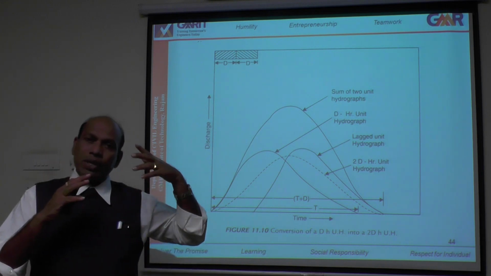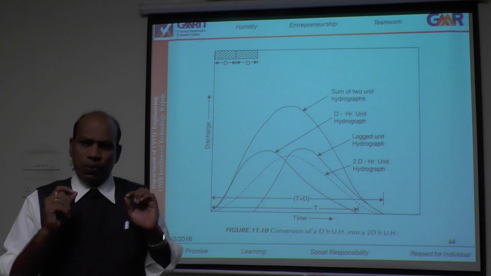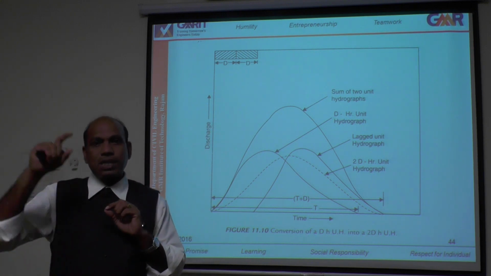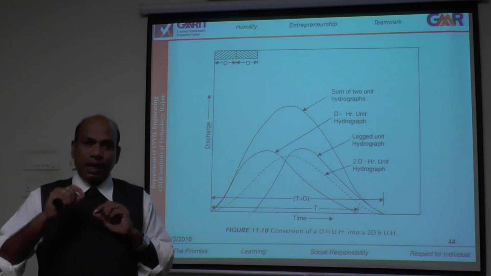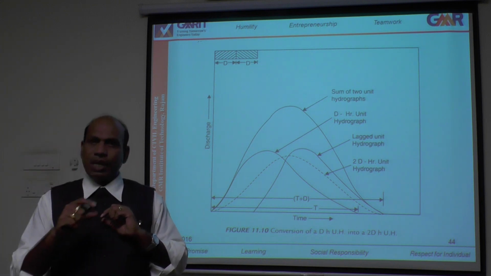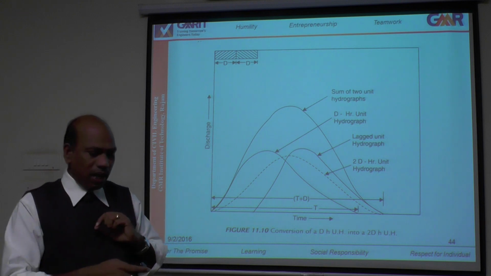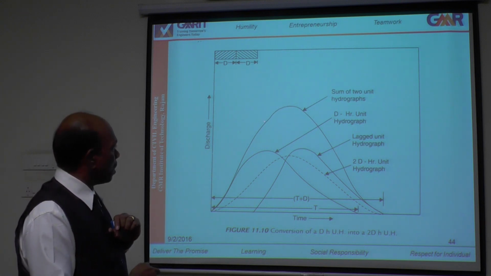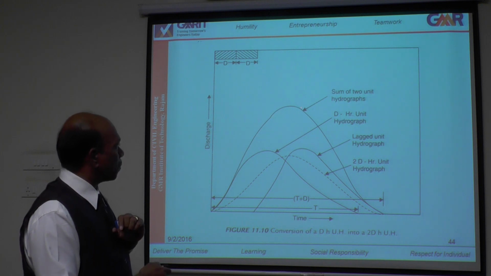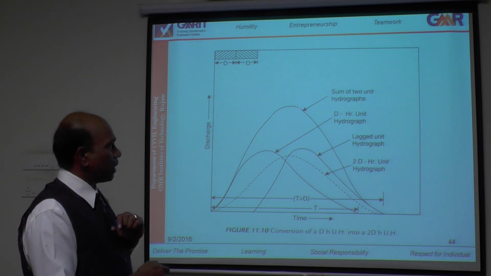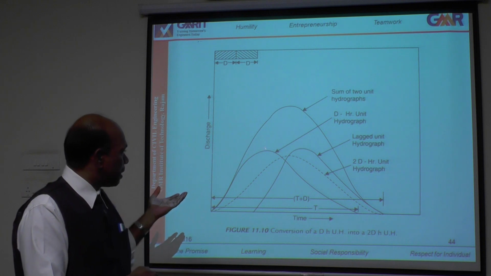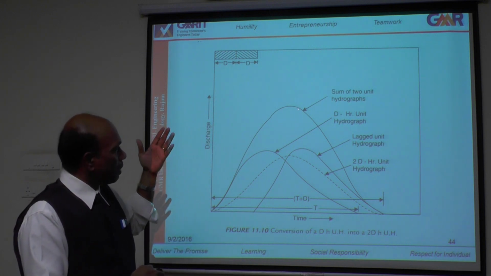We already discussed how to construct the unit hydrograph. Unit hydrograph equals the ordinates of direct runoff divided by the direct runoff depth. That is the formula we discussed. Here we have the ordinates of direct runoff for 2 centimeter direct runoff depth. So the ordinates of direct runoff are divided by the direct runoff depth, which is 2 centimeter. This is 1 centimeter, this is 1 centimeter, divided by 2 centimeter.